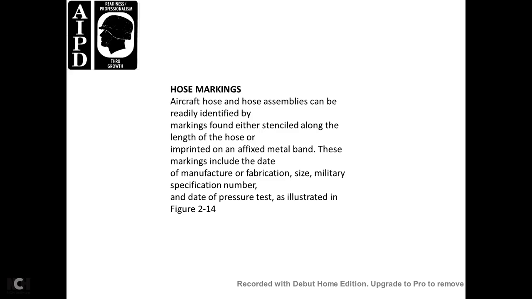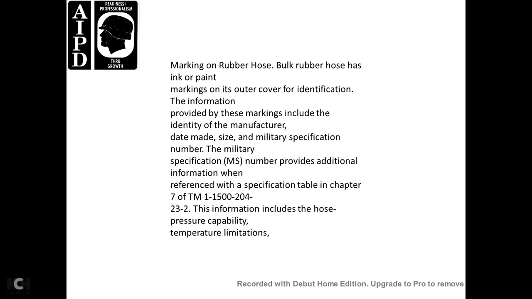Hose markings. Aircraft hose and hose assemblies can be readily identified. Markings are found either stenciled along the length of the hose or printed on a fixed metal band. These markings indicate the date of manufacture or fabrication, size, the military specification number, and the date of the pressure test, as illustrated in Figure 2.4. Figure 2.4 shows the hose markings.